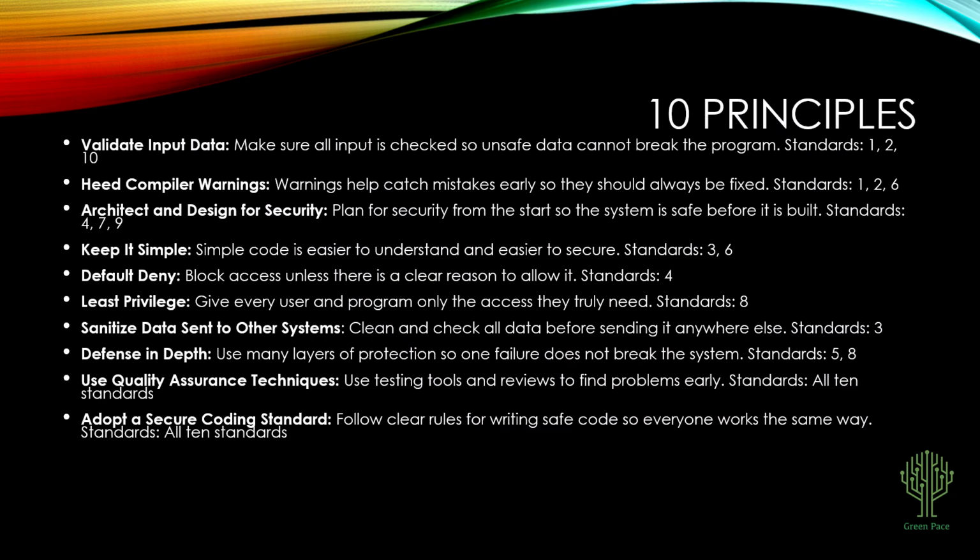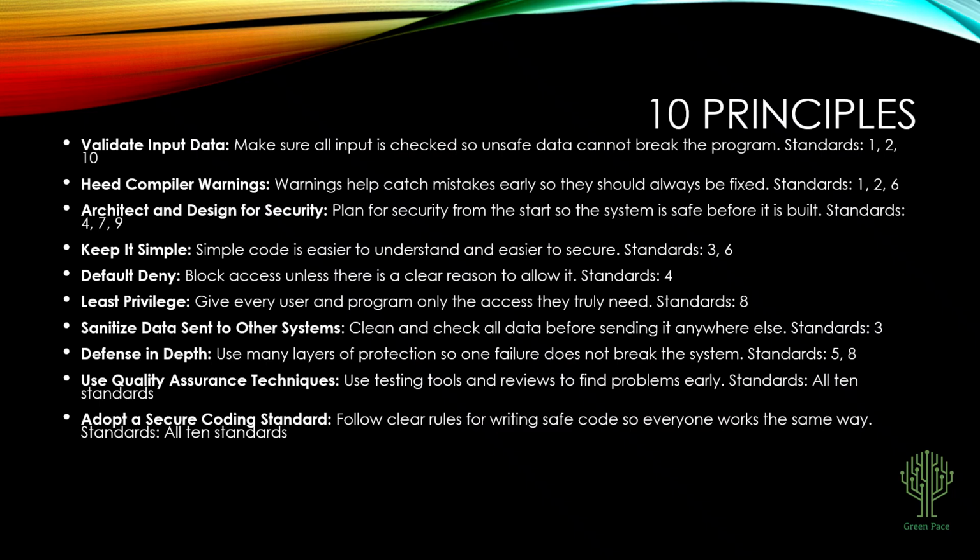Number 4, keep it simple. Simple code is easier to understand and easier to secure. Number 5, default deny. Block access unless there is a clear reason to allow it. Number 6, least privilege. Give every user and program only the access that's truly needed.